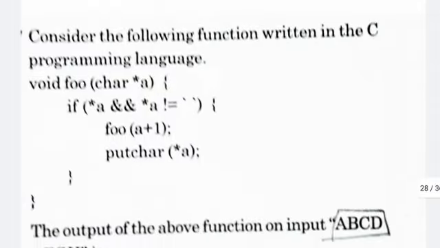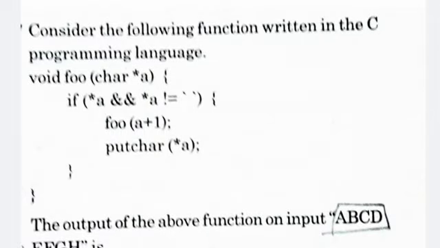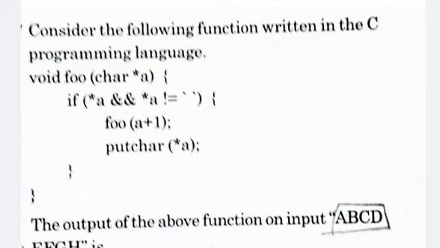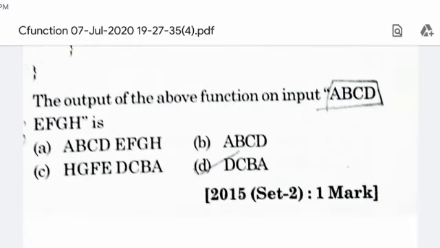Now come to the next question. Consider the following function written in the C programming language. The function is given like foo, which takes a character pointer a, and the condition is: if pointer a is not equal to null, then foo(a plus 1) and print the value at pointer a. It asks for the output of the above function on the input a, b, c, d, e, f, g, h. There are 4 options: a, b, c and d.